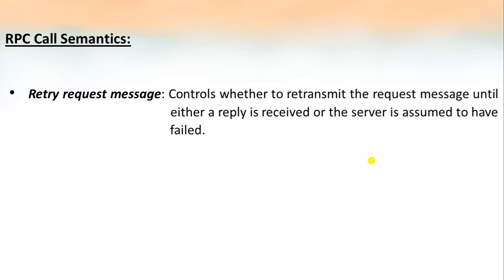Now let us see the second design issue, RPC call semantics. Mainly three fault tolerance measures are discussed. First one is retry request messages. Retry request messages means retransmission of the request message by the client if it did not receive a reply from the server, or the server is assumed to have failed. So there will be a control over whether to retransmit the request message until a reply is received, or the server is assumed to have failed.